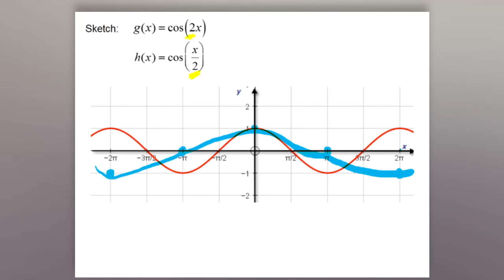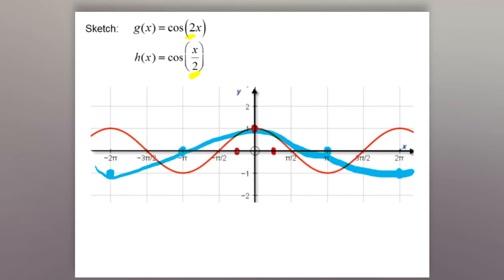Now, g of x, you're going to have a compression by a factor of 2. So that means when we start at 0, 1, we'll put a point there, just as we did before. That's right along the y-axis. No big deal. At pi over 2, 0 and negative pi over 2, 0, now you're going to put 2 points that are going to be half as far from the y-axis. So I want you to put a point at pi over 4, 0 and negative pi over 4, 0.